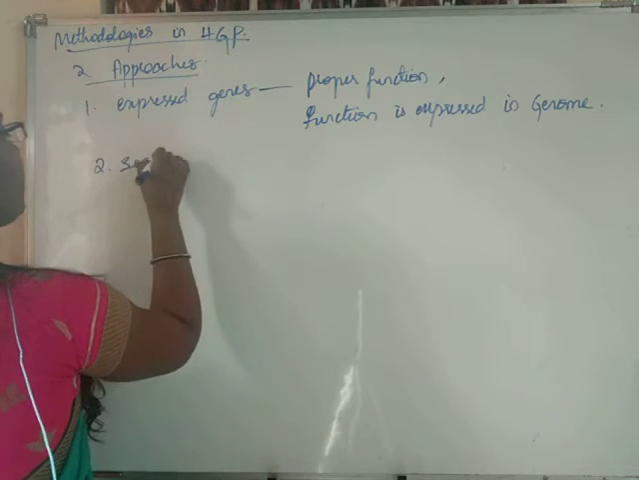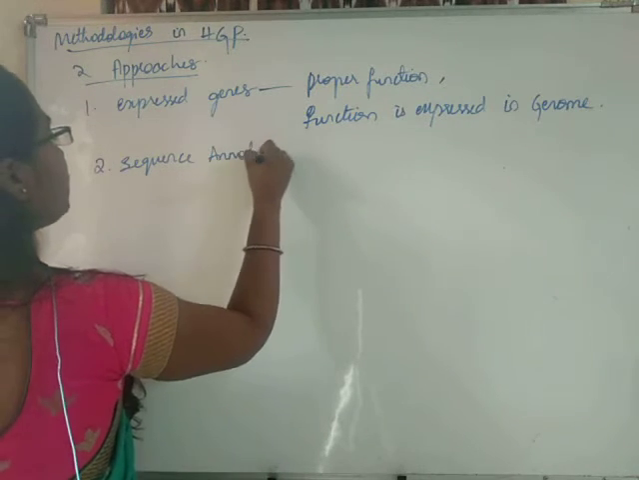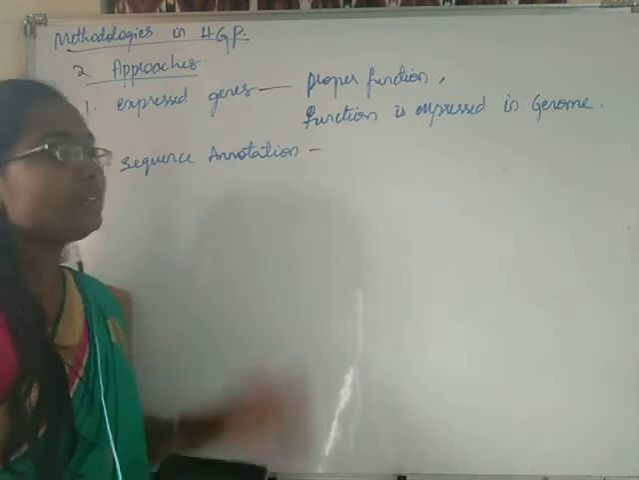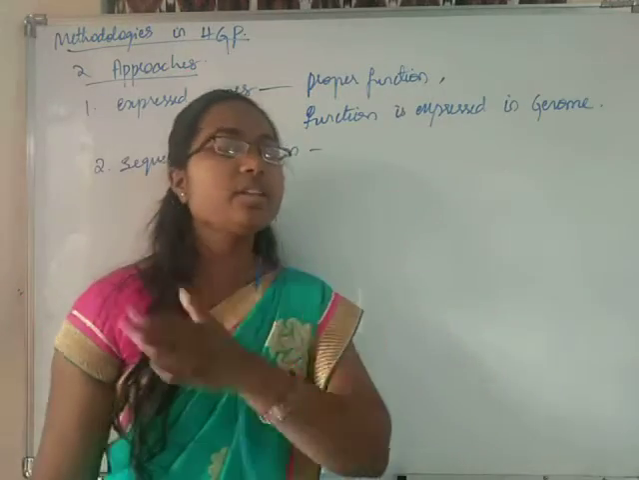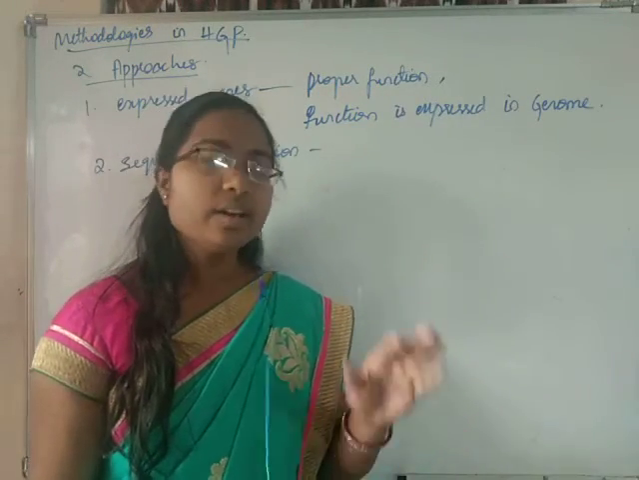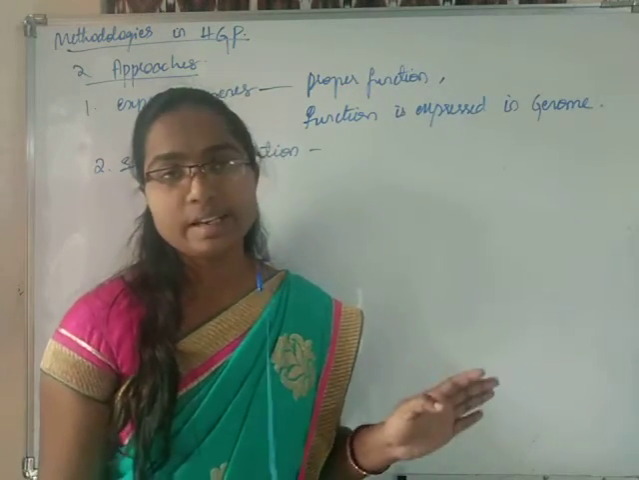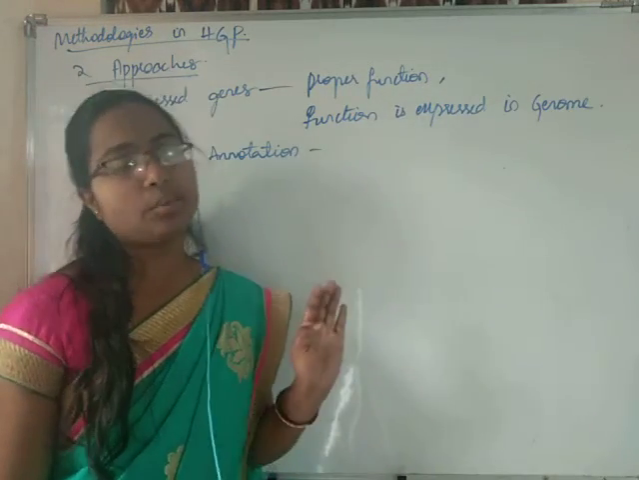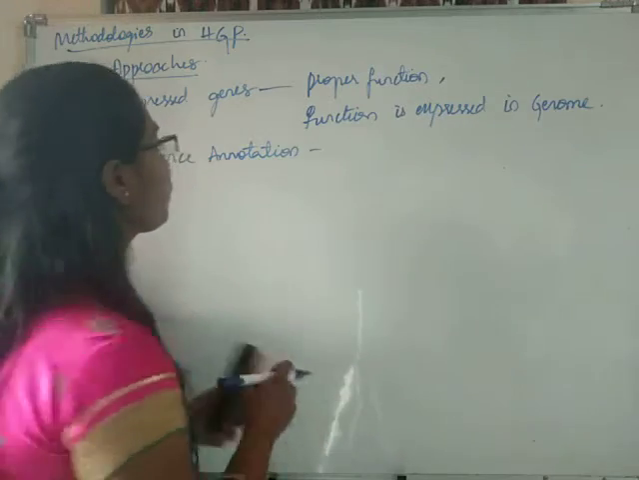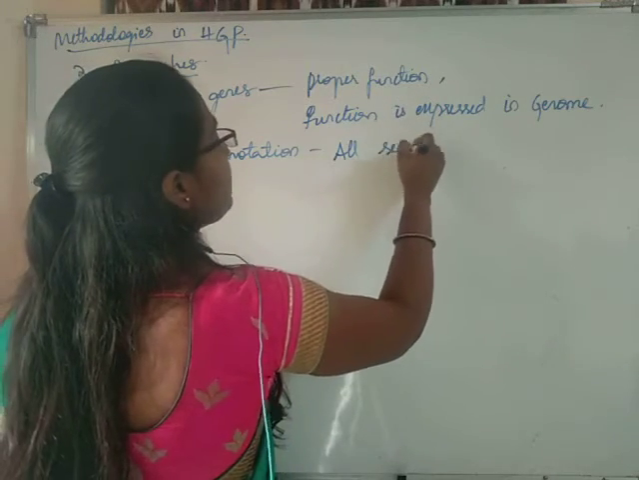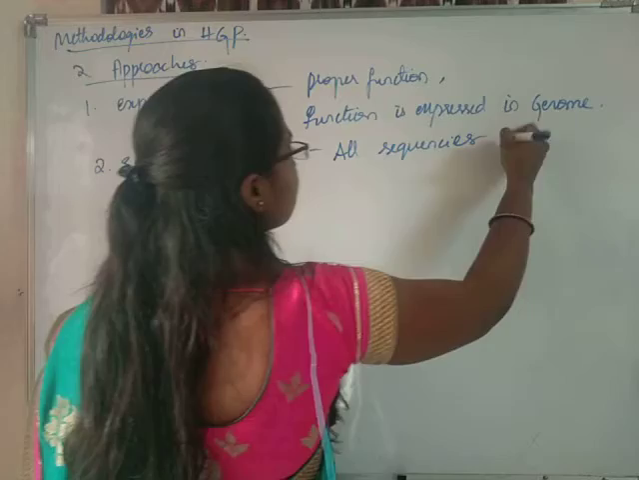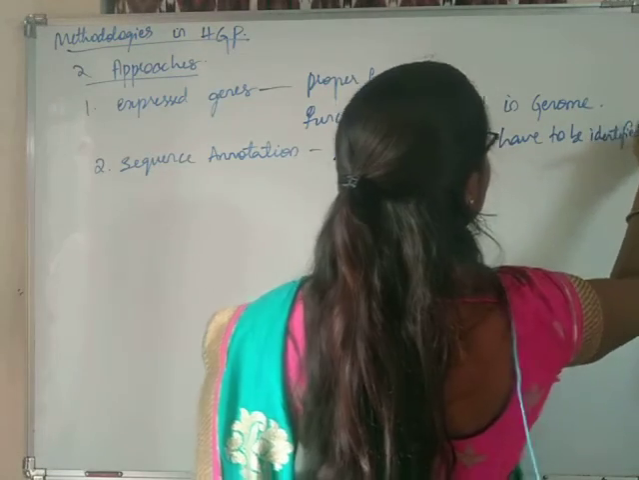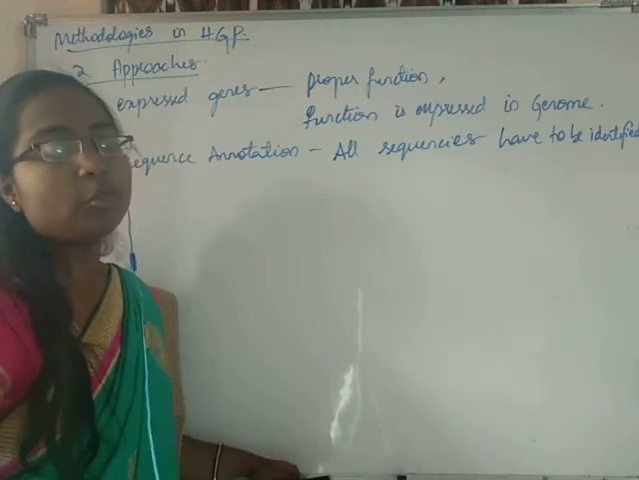And the next one is sequence annotation. Sequence annotation means to identify all the sequences of the human DNA. All the sequences of the DNA have to be identified.